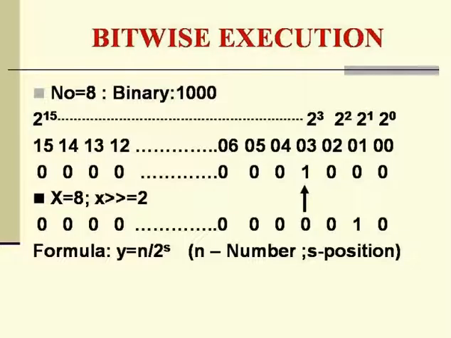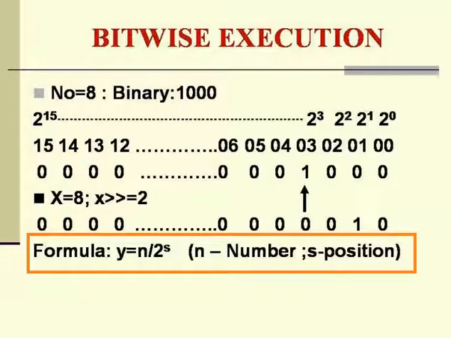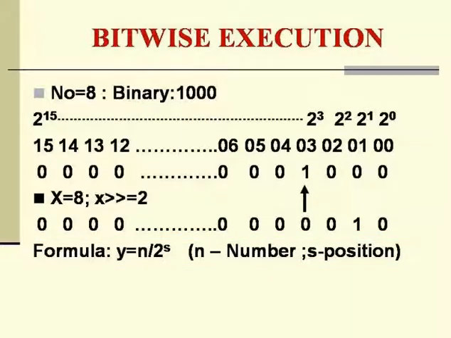Now, this is the formula for performing a shift operation. Y is equal to n divided by 2 to the power s, where n is the number and s is the number of bits it has to be shifted. So, if you apply the same formula to this particular example, here n is 8 and s is 2. So, 8 divided by 2 squared, which is equal to 8 divided by 4, the final result is the same, 2. So, either you can evaluate and see whether your answer is correct using the formula or using this shift operation itself.